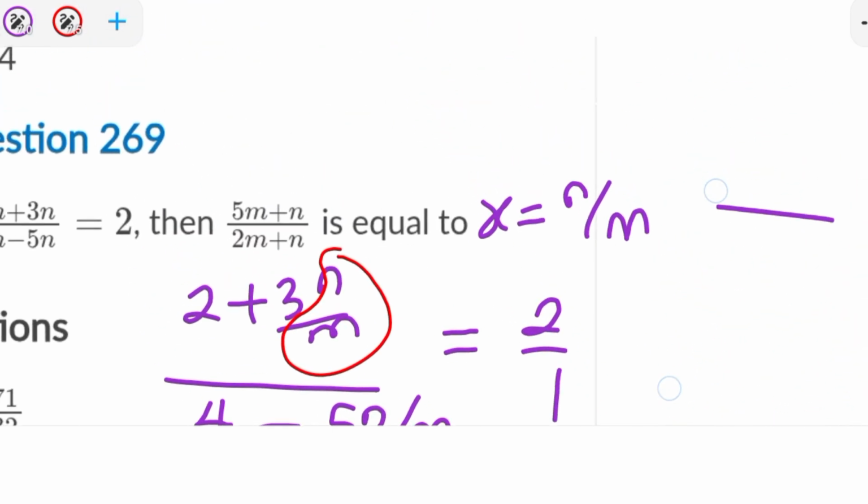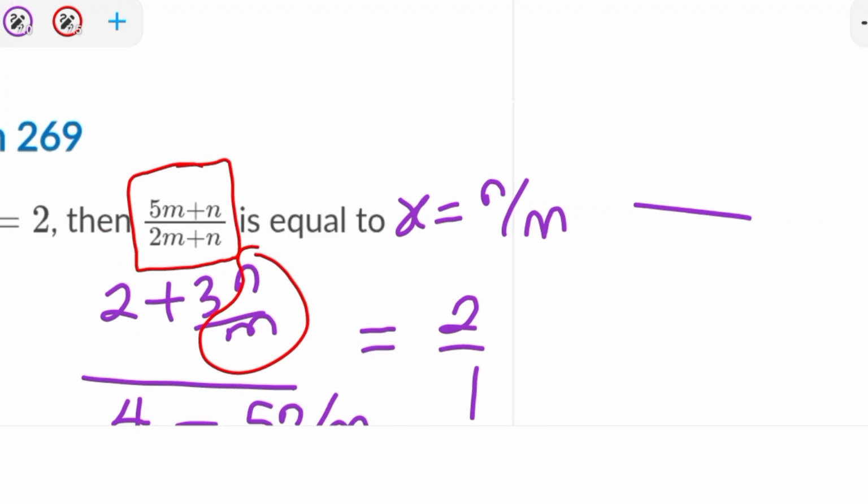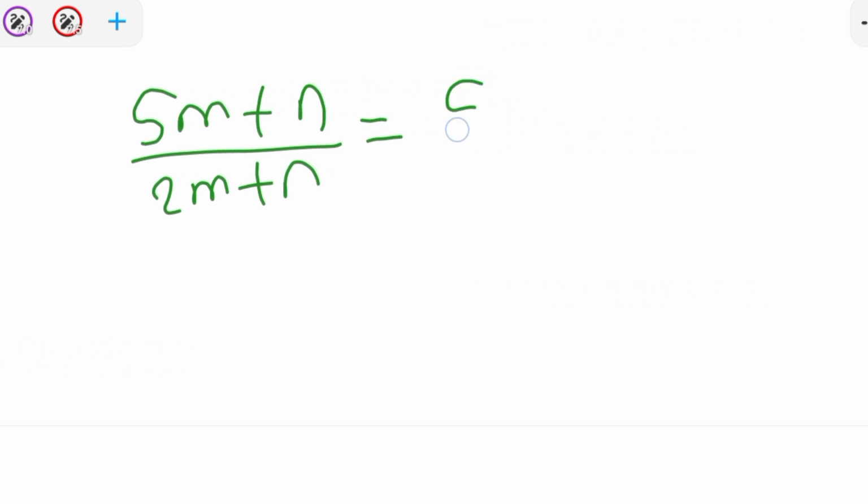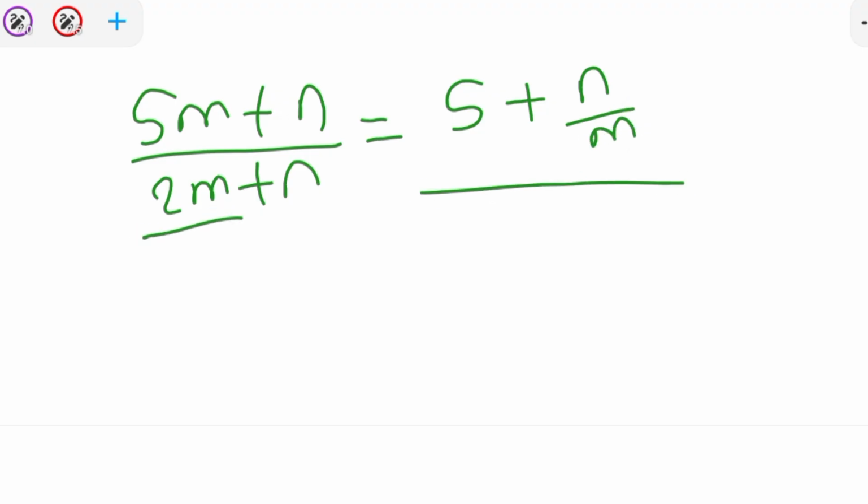This one that is given to you, this 5m plus n over 2m plus n, you try to make it look like this one. So you're going to divide everything by what? You're going to divide by m. So divide everything by m first. 5m divided by m is 5. n divided by m is n over m, and 2m divided by m is 2, plus n over m.